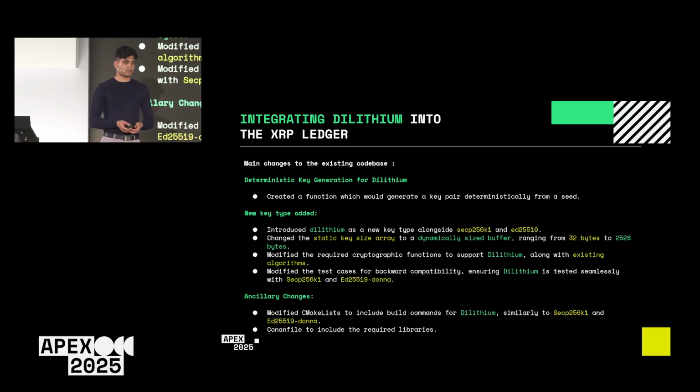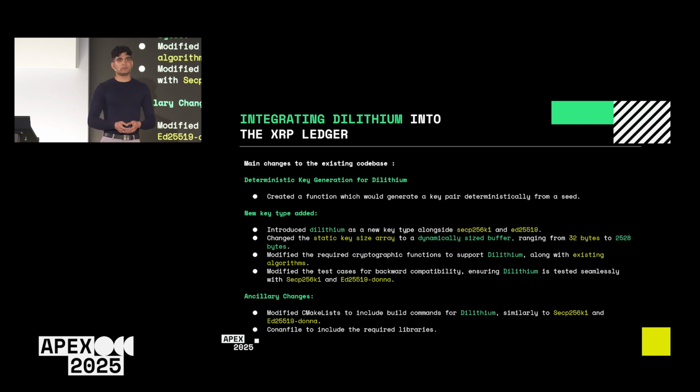Some of the ancillary changes are writing some build commands in the CMake list, similar to SECP and ED, followed by introducing some libraries like dilithium2 and OpenSSL. With this, the build process is exactly the same as Ripple's traditional build process, but CRYSTALS-Dilithium will also be getting built alongside SECP and ED.